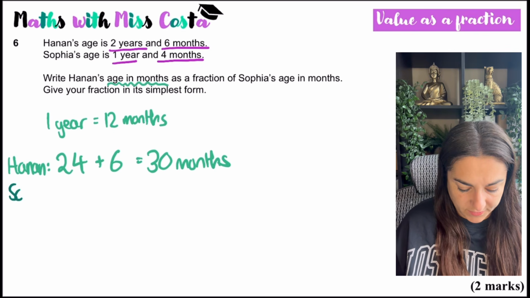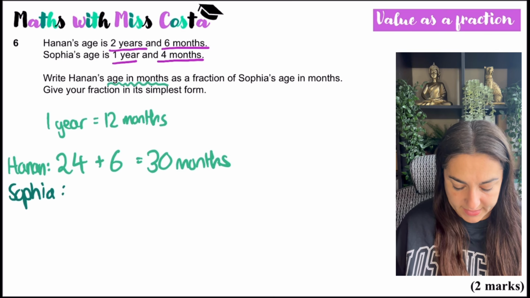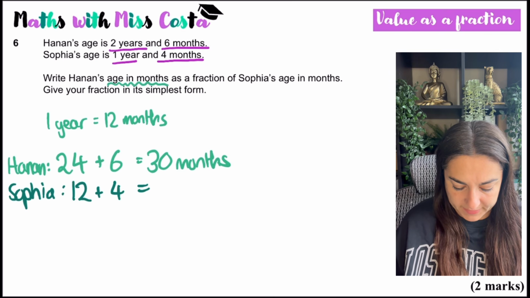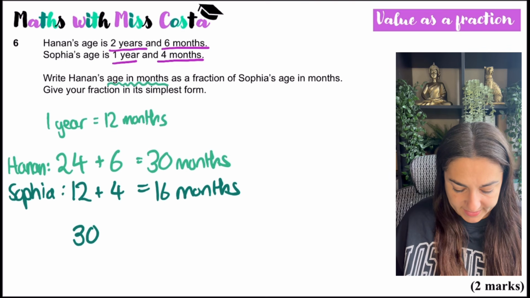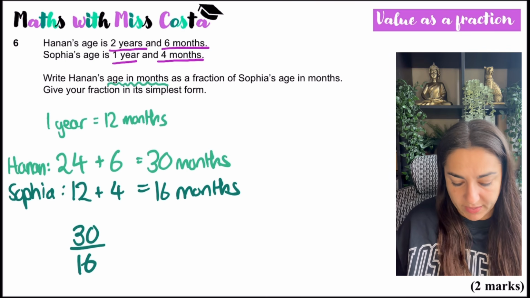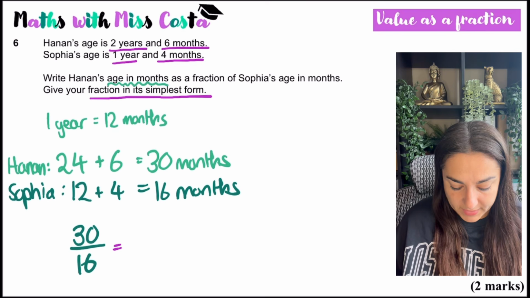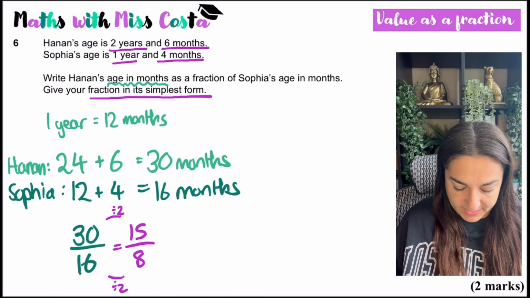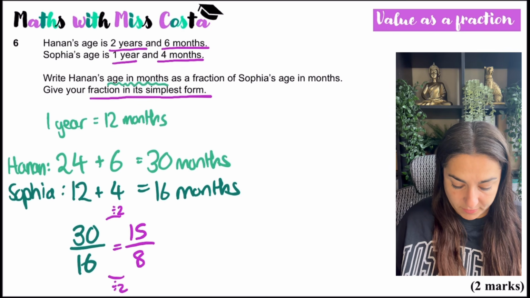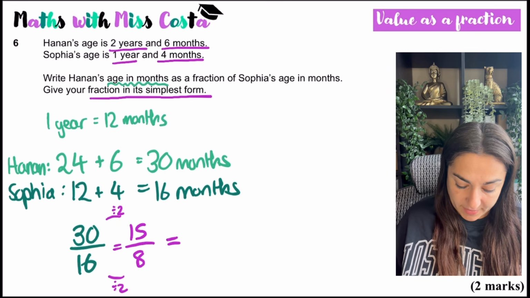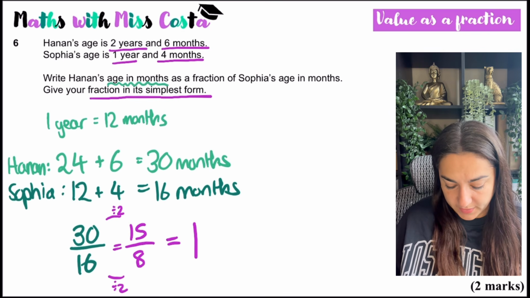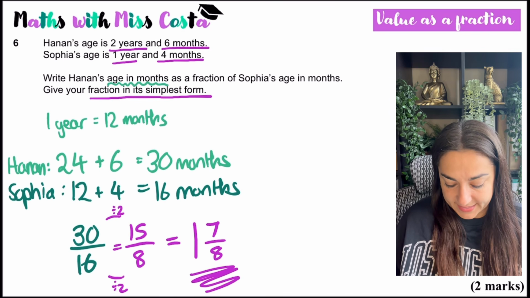Then Sophia's age is 1 year. So that's 12 months plus 4 months, which is 16 months. So I need to write Hanan's age in months as a fraction of Sophia's age in months. So I'm just going to write that as 30 over 16. And it says write your fraction in its simplest form. So I'm just going to keep simplifying. So first I can start by dividing by 2. So it'll be 15 over 8. And nothing goes into both of them. So it will just remain as 15 over 8, but I probably will want to turn it into a mixed number. So 8s into 15 go once, remainder 7. So it'll be 1 and 7/8.